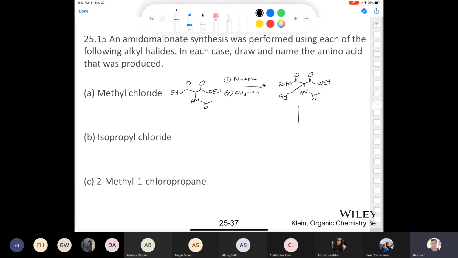So when we hydrolyze that with acid and heat, we're going to end up with this amino acid. Our carboxyl group, our amine is going to be protonated, and we're going to have just a methyl group attached. Could anybody name that amino acid? I'd say it's the second simplest amino acid. Yeah, it's alanine. All right. If you try the same thing with isopropyl chloride, which is this molecule, then your R group is going to be an isopropyl group, which means you're going to have valine.